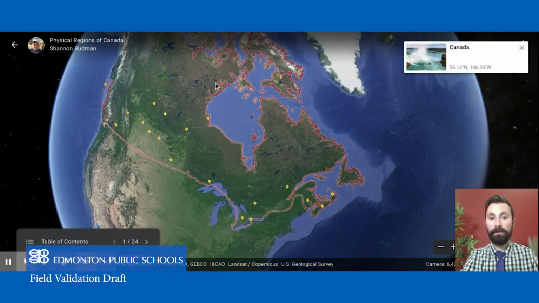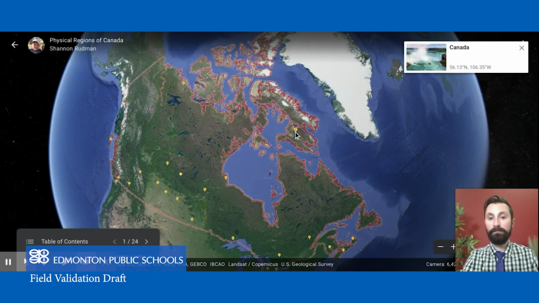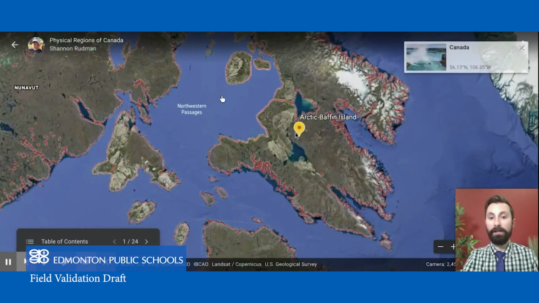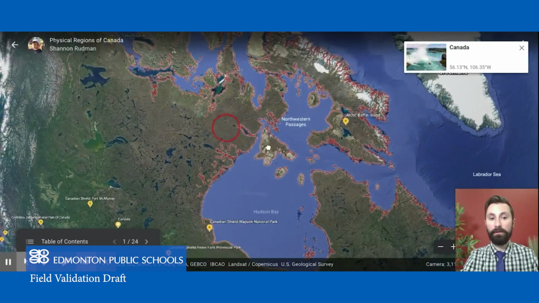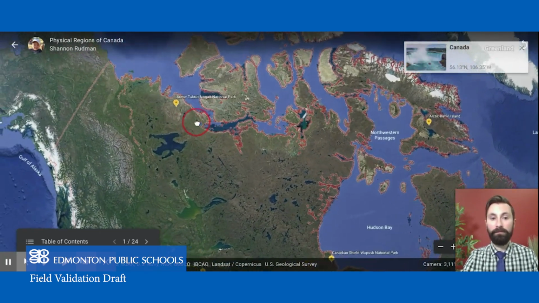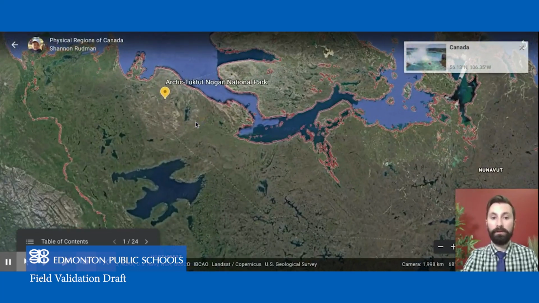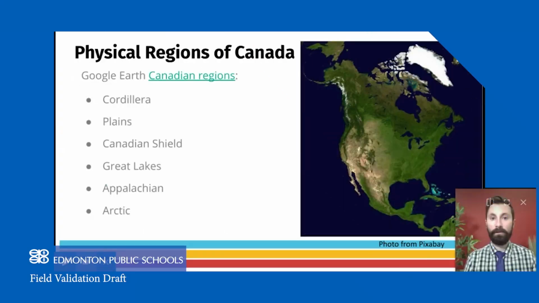To travel north and look in the Arctic, you may wish to explore Baffin Island. Or another example of the Arctic for you would be the Tuktoyaktuk National Park. These locations are examples of some places where you could explore the physical geography or the landforms that you might find in each of these regions.